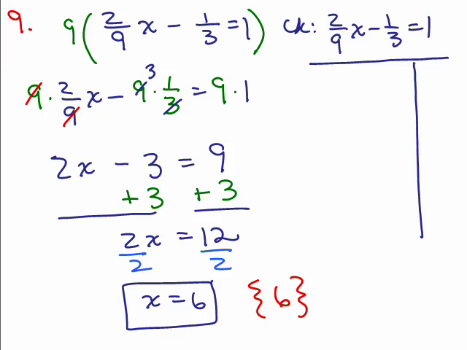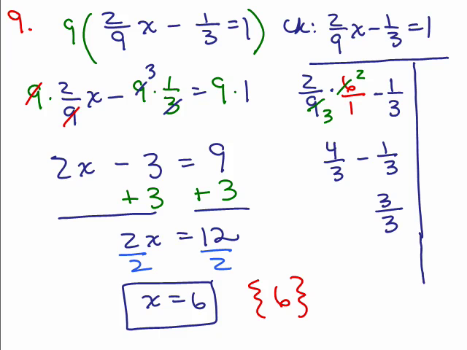Now we need to go back and replace the variable with 6 to check it. So you have 2/9 times 6, and I'm going to write that as 6 over 1, minus 1/3. And we need to do order of operations here. So I have to do multiplication first, and 3 goes into 6 and 9. So I could divide top and bottom by 3, and that'll give you 4/3, right? Because 2 times 2 is 4, minus 1/3, which is 3/3. Nicely, it had a common denominator, and 3/3 means 3 divided by 3, which is 1. And on the right side I had 1.